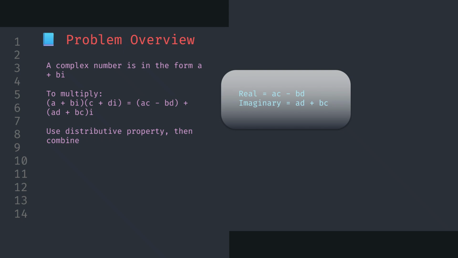When you multiply two complex numbers, you apply the distributive property, just like with binomials. For example, if you have a plus bi, times c plus di, you expand and simplify to get a new real part and imaginary part. The real part is ac minus bd, and the imaginary part is ad plus bc. This structure is what we'll be translating into JavaScript code.